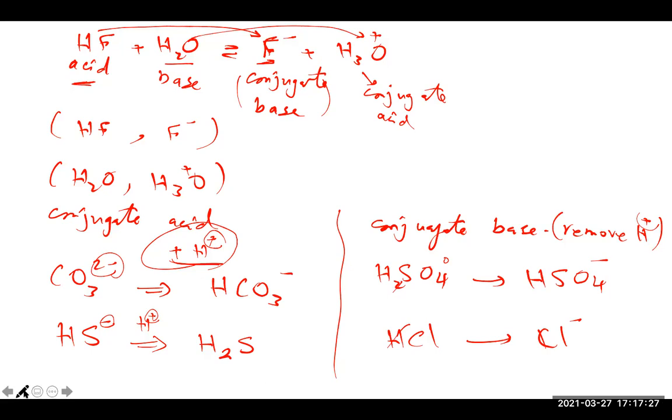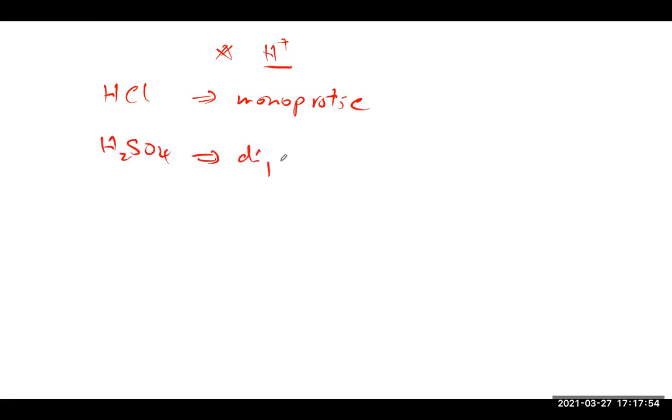Also, we will classify acids and bases here according to the number of hydrogens. According to the number of hydrogens or protons inside the acid, we could have an acid with 1 proton, like HCl. This will be called monoprotic. It means that it contains only 1 proton. And we could have H2SO4, so this one will be called diprotic.